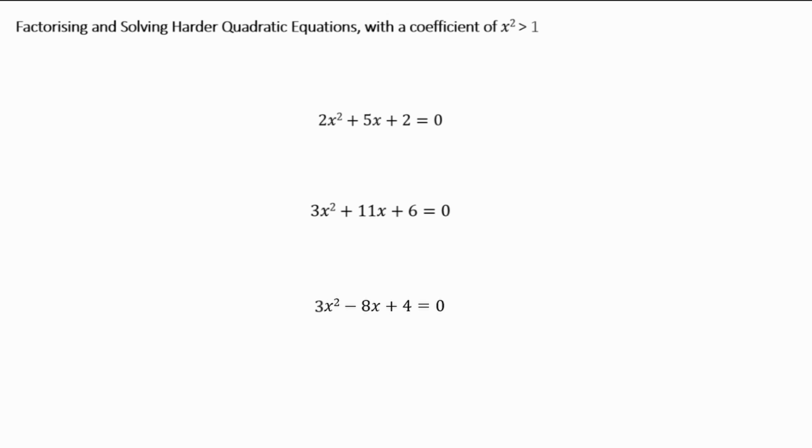In this video, we will be looking at how to factorize and solve harder equations in which the coefficient of x squared is greater than 1. So we know the normal form of a quadratic equation, where a, b, and c are numbers, and a is known as the coefficient of x squared because that's the number before the x squared.